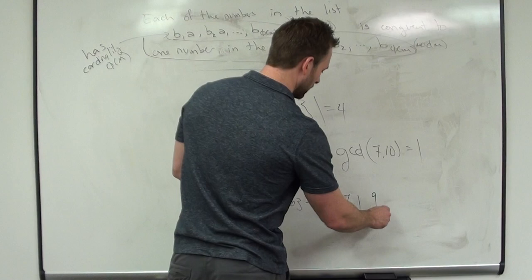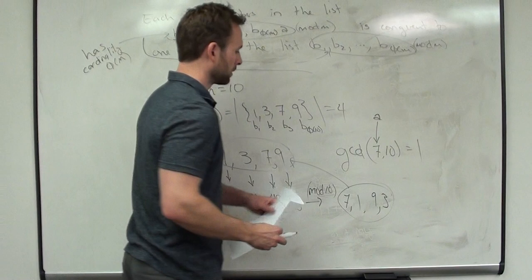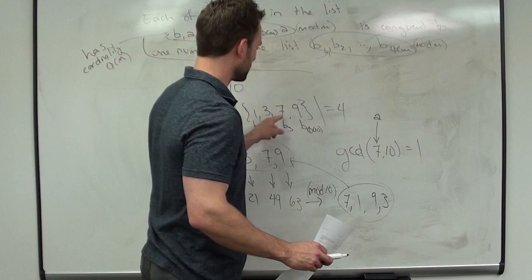Mod 10 on 63, it becomes 3. So this list and this list are exactly the same. This is my a, 7 again was my a, okay? A times b sub 1, a times b sub 2, a times b sub 3, a times b sub 4. That's those guys down there, 7, 1, 9, 3.